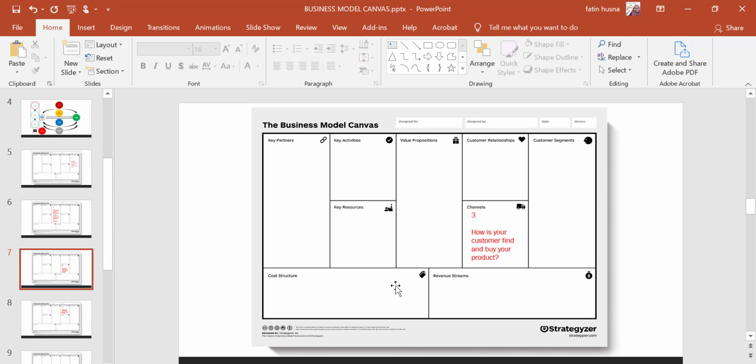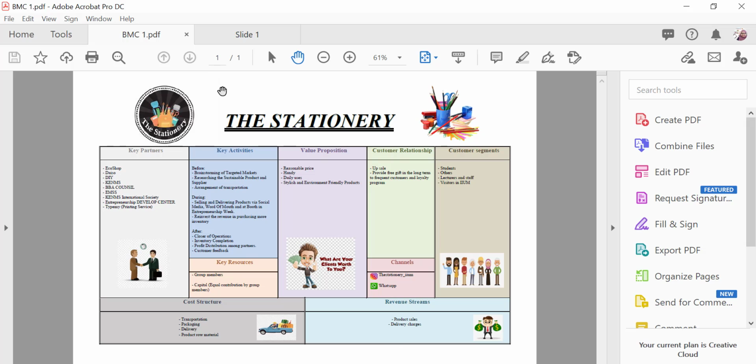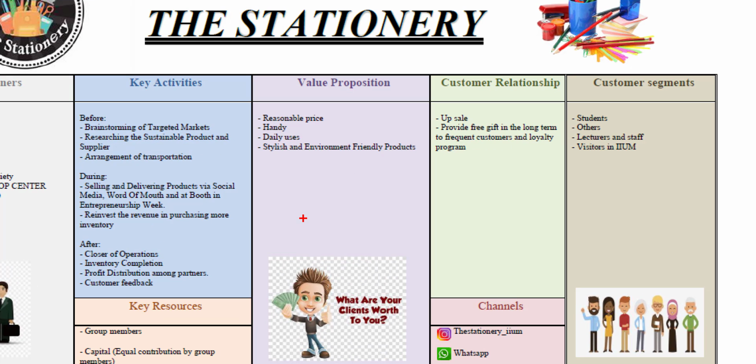Okay, the number 3 is channel. How do your customers find and buy your product? So basically this is very detailed: where do you want to sell your product or service? You need to put, not just say Instagram or maybe Facebook, you put the address of your Instagram in there. Like this one, you can see they put the channel of this stationery_RIUM.